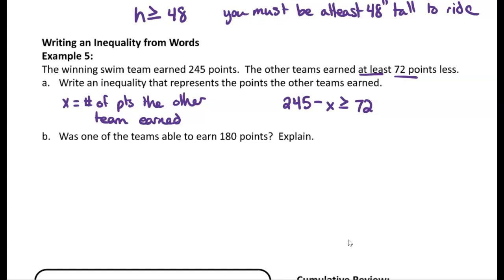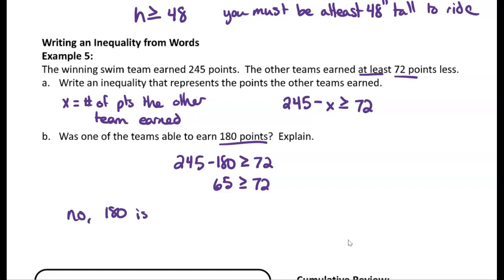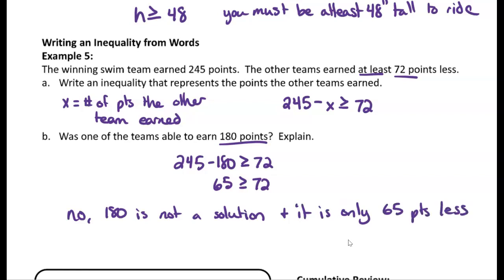Okay, then if we solve it, it says, was one of the teams able to earn 180 points? Well, if you plug that in to check, 245 minus 180 is 65. Is 65 72 or more points apart? No. So no, it's not possible. 180 is not a solution because it is only 65 points less. But they said at least 72 points less.